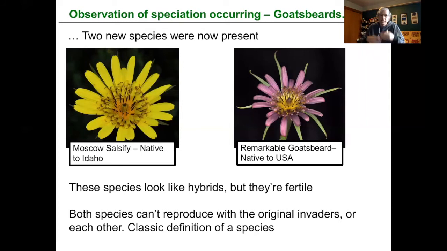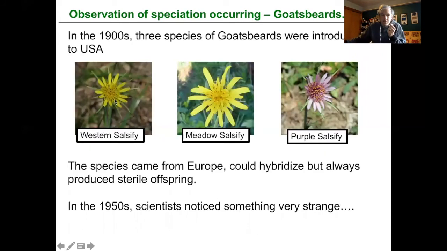Now, this particular story of the goat's beards does bring up quite an interesting conundrum, because these three plants, these three goat's beards originally introduced, they've sort of become invasive. They're problematic. They're excluding other plants. They're outcompeting native species in the US. And so you might sit there and go, well, we need to eradicate them.